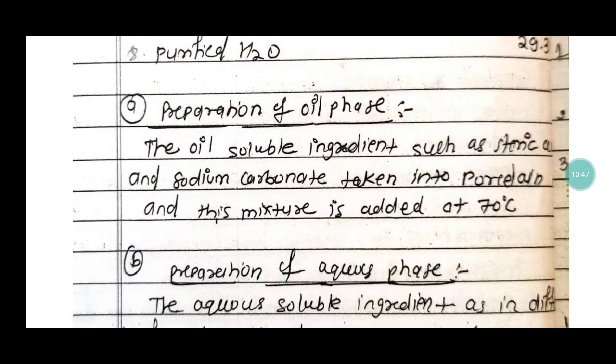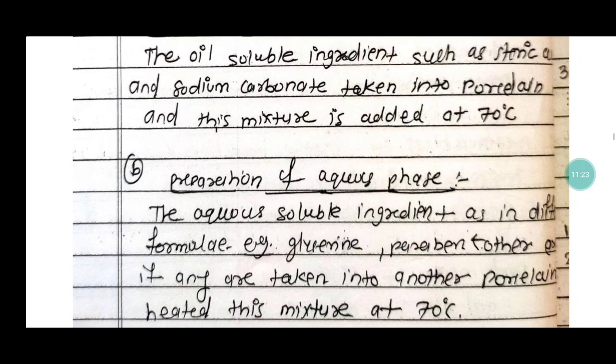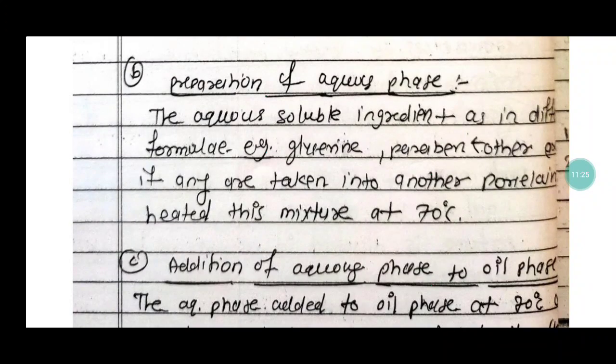So what is the preparation for the formulation of vanishing cream? There are steps in that. Number A, preparation of oil phase. First we have to prepare the oil phase, and next we have to prepare the aqueous phase. The oil soluble ingredients such as stearic acid and sodium carbonate are taken into a porcelain dish, and this mixture is heated to 70 degrees Celsius.